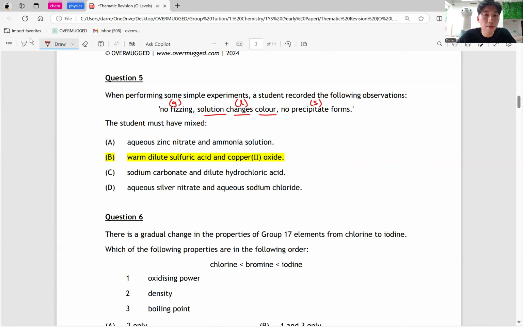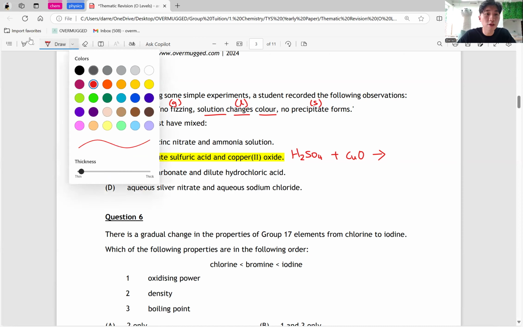But in the interest of time, I'll only go through the correct answer for today. So sulfuric acid is H2SO4. Copper 2 oxide is CuO. Now, what do I need you guys to know here? You need to be able to recognize when we are pairing reactants together and there are observations. This means a chemical reaction has taken place.